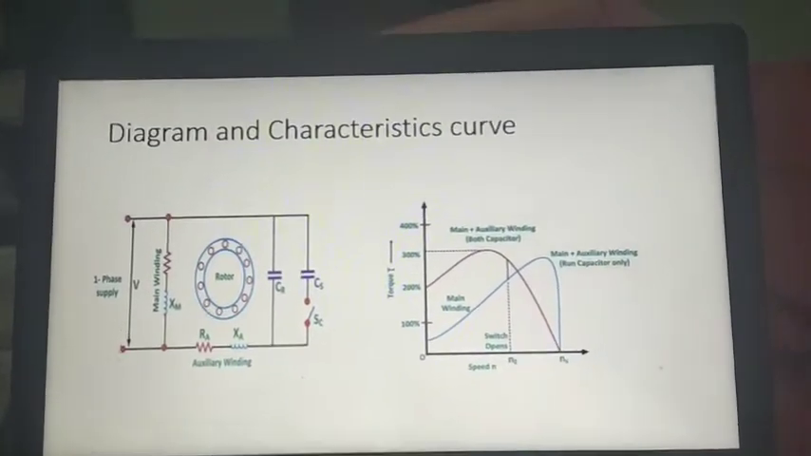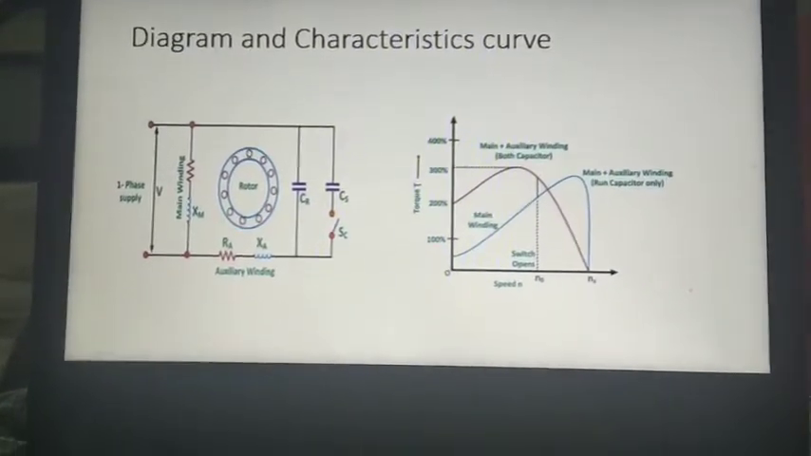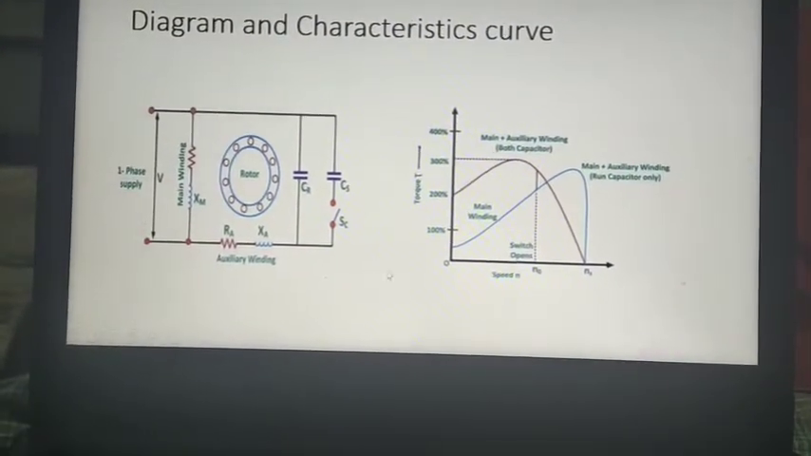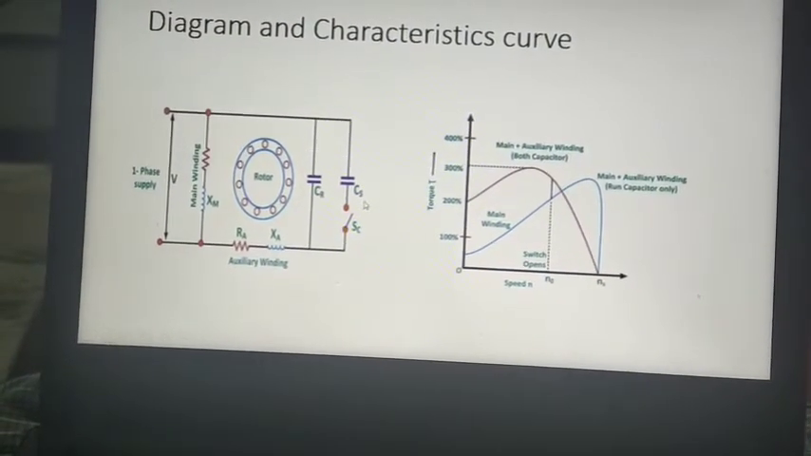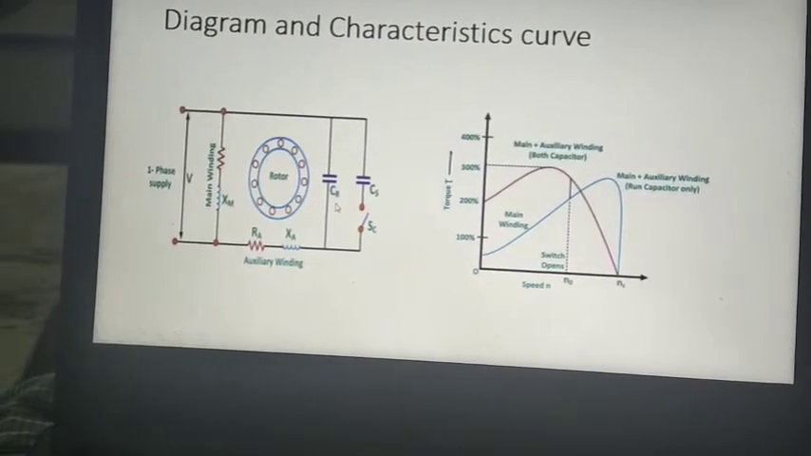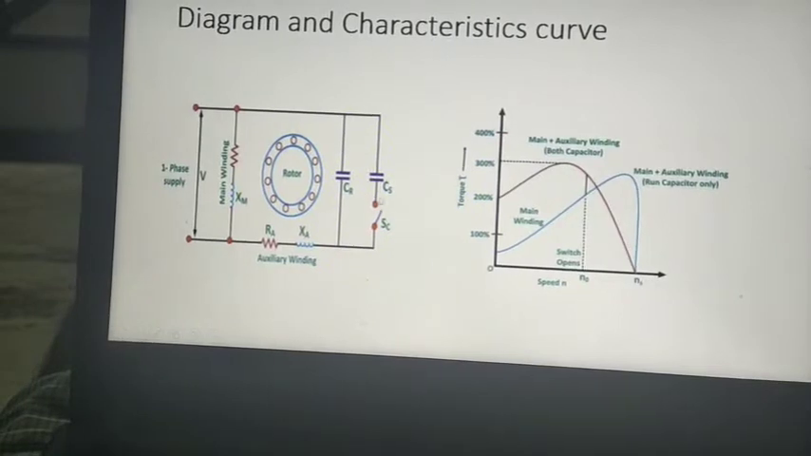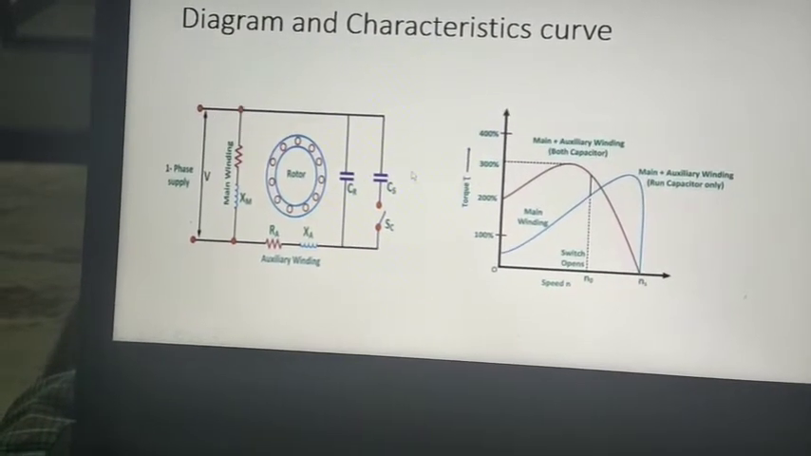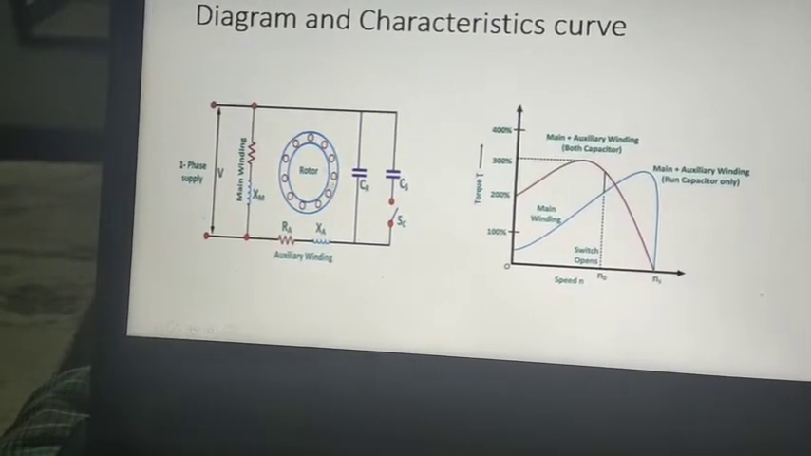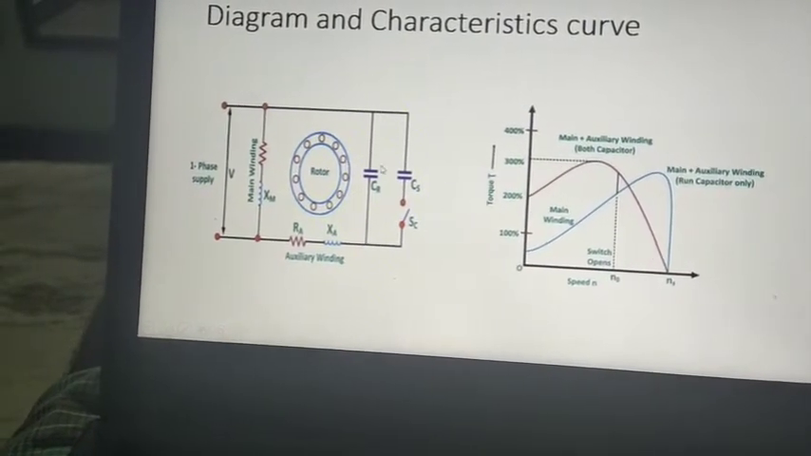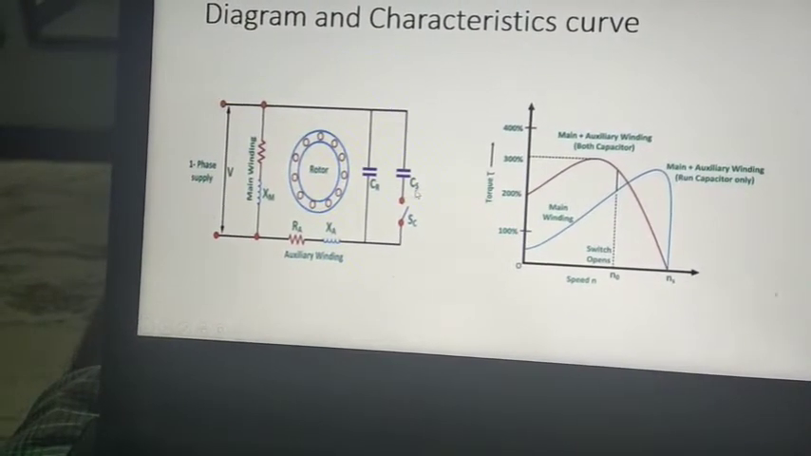So this is the diagram of the capacitor start and capacitor run motor. Here we have two capacitors. One is CS, another one is CR. Here CS is the start capacitor and CR is the run capacitor. CS will be present at the time of starting, so the capacitance value will be large, and CR is the capacitance for running, so the CR value will be less. At the time of starting only the CS will be present.